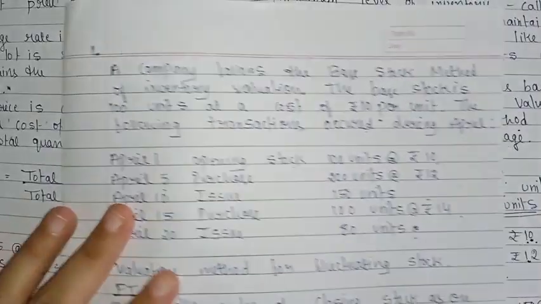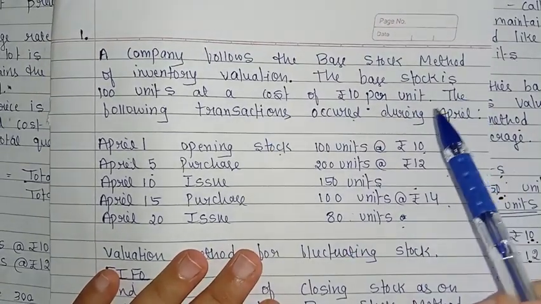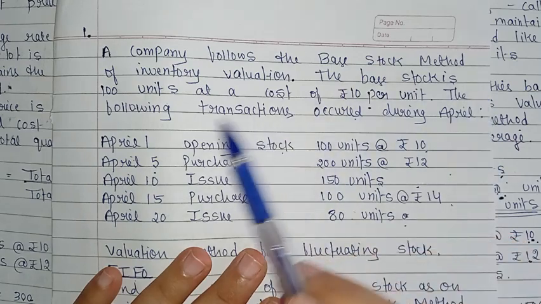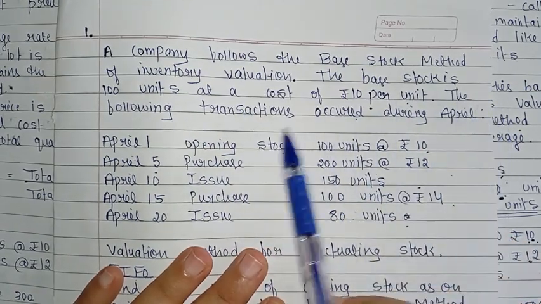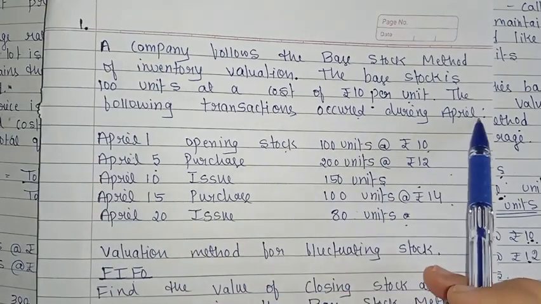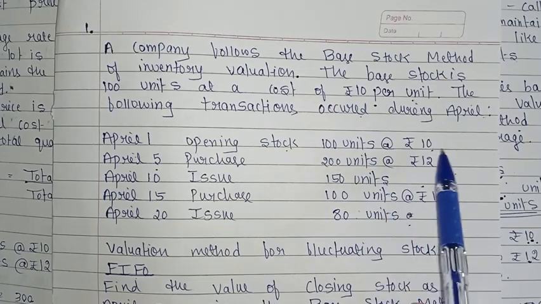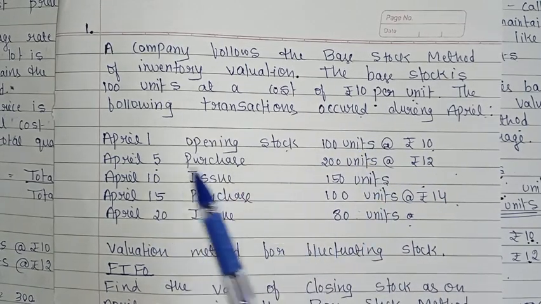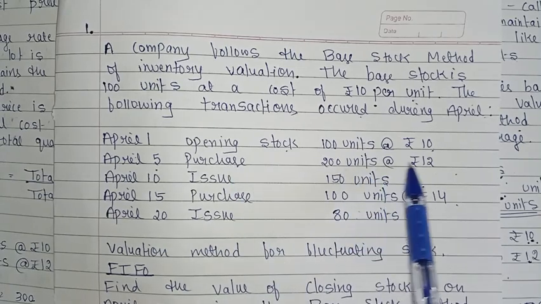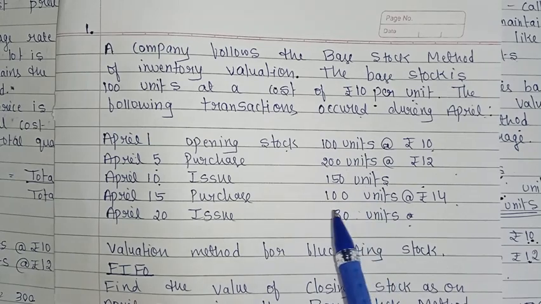See here, a company follows the base stock method of inventory valuation. The base stock is 100 units at a cost of rupees 10 per unit. The following transactions occurred during April. April 1st, opening stock 100 units at rupees 10. This is our base stock. Clear? April 5th, purchase 200 units at rupees 12, and on the 10th issued 150 units.